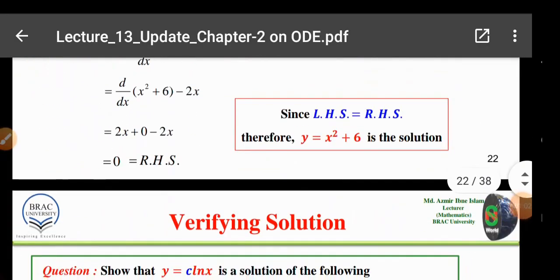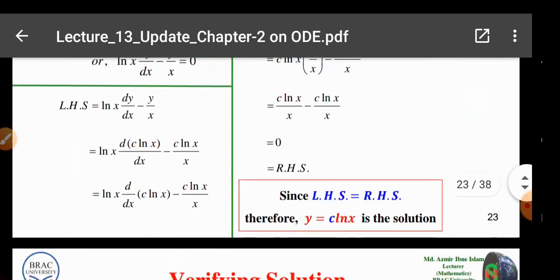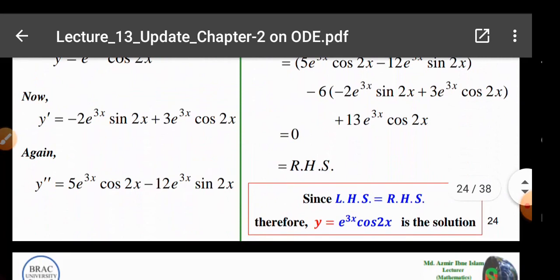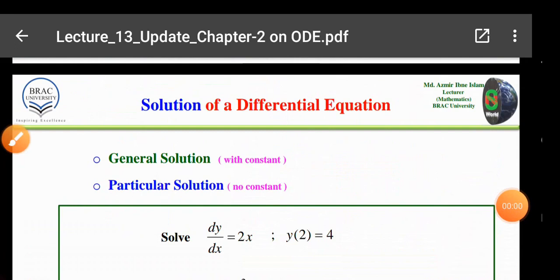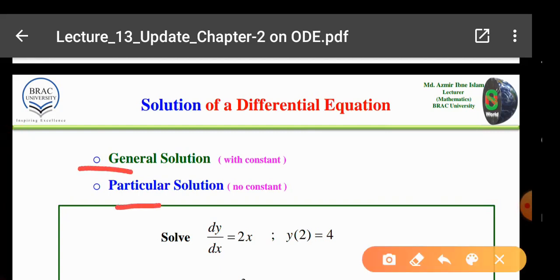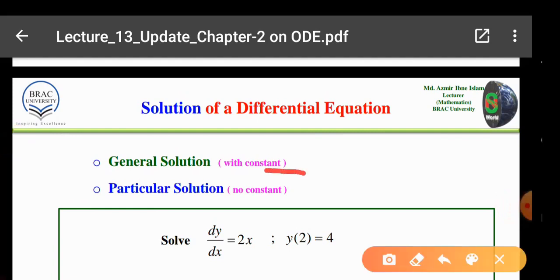Similarly, you will find two more problems on verifying solutions in this slide. I suggest you have a look at these slides. You will understand that any solution will satisfy a differential equation. At the same time, I want to say that the solution of a differential equation may be classified into two categories: general solution and particular solution. A general solution always contains constants, but with the help of an initial value problem or boundary value problem, we can remove that constant and that solution will become a particular solution.